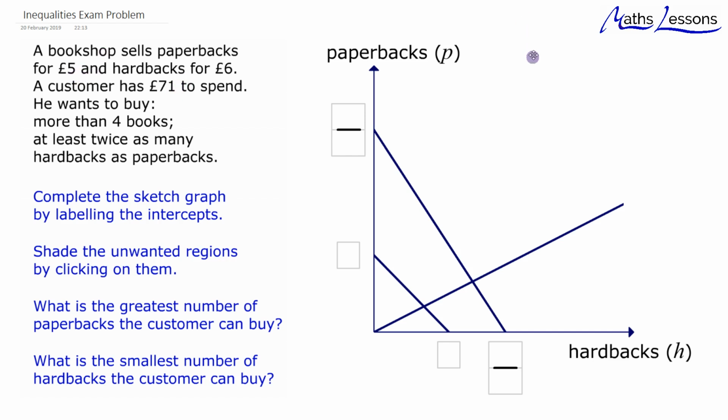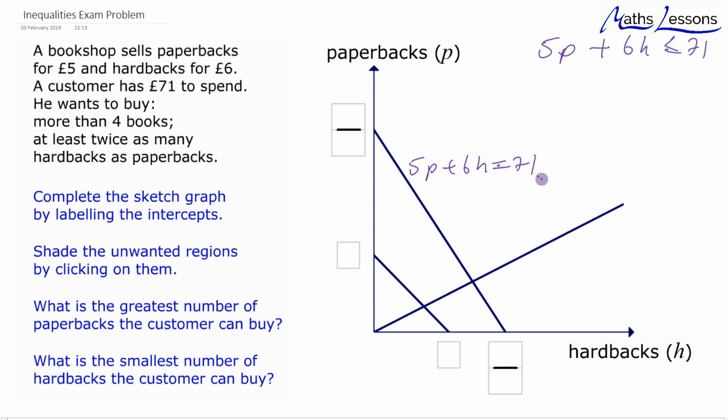So 5p plus 6h must be less than or equal to 71, and that's this line here. This line is 5p plus 6h equals 71. And this line is going to cross the p-axis when h is 0. So if h is 0, 6h is 0, therefore 5p equals 71. So this will equal 71 over 5.